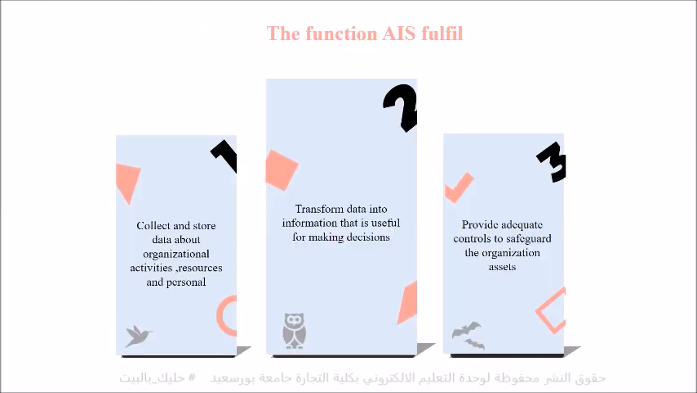Finally, the functions that an accounting information system fulfills. Number one, it collects and stores data about organization activity, resources, and people. The second, it transforms data into information that is useful for making decisions. The third and last function is that it provides adequate control to safeguard the organization's assets, including its data, to ensure that assets and data are available when needed and the data is accurate and reliable. That's it.